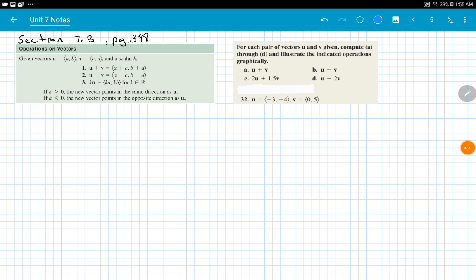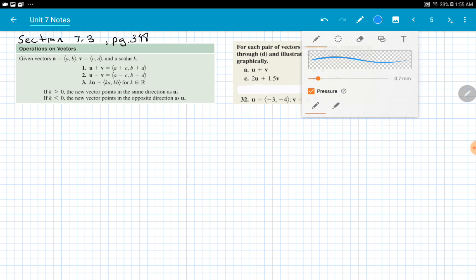Let's look at number 32. So 32 gives us a pair of vectors, u and v, and we have to perform these four operations, which show addition, subtraction, multiplication with addition, and multiplication with subtraction. So let's start with A.